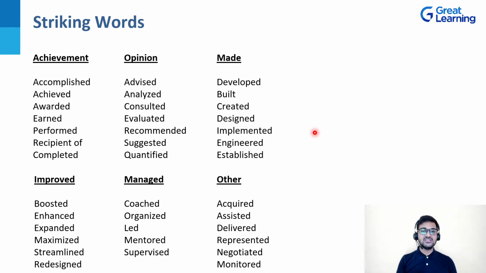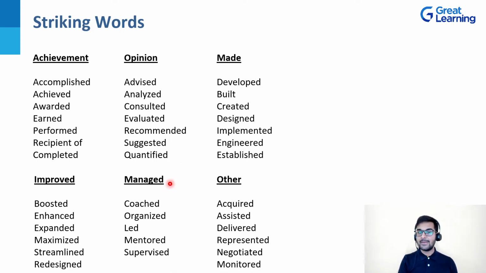Let's say if you are a civil engineer, these will be very useful for you, right? You can write developed the building plan in AutoCAD, in 2D, 3D, in maybe ETABS, all those things you can use, right? Implemented, engineered, established, improved. You can use all these words. So I would suggest all of you to take a screenshot of this screen, and when you are building your resume, when you have to provide, let's say, something for achievement, use these words.